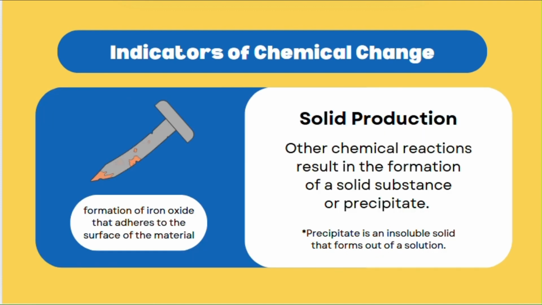Solid production. Chemical reactions which result in the formation of a solid substance or a precipitate. Now, what is the meaning of a precipitate? A precipitate is an insoluble solid that forms out of a solution. An example is the formation of iron oxide that adheres to the surface of the metal, also known as rust. Rust formation is an example.